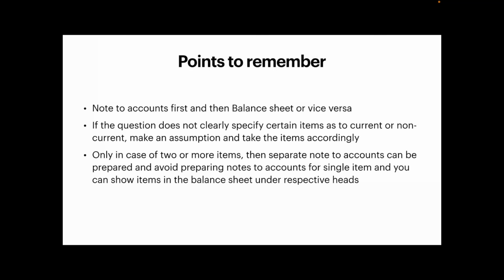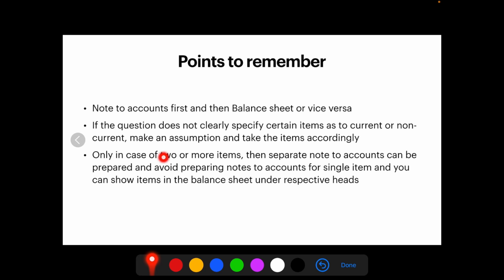Now, when you're preparing note to accounts, kindly make sure that if there are two or more items, then you prepare a note to accounts. If there is only a single item, in such a case you can directly write it in the balance sheet under the respective heading. Now, the reason is that the balance sheet questions are only for 6 marks. In order to save your time, you can go with this option, for which full marks will be allotted. That is, if there are two or more items, then prepare a separate note to accounts. If there are any single items, then preferably show them in the balance sheet under the respective headings.